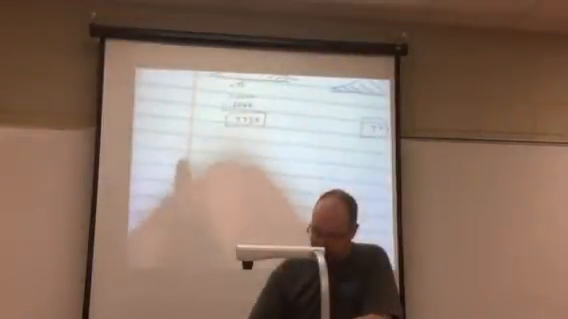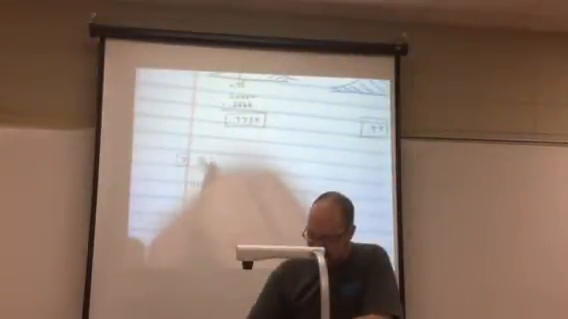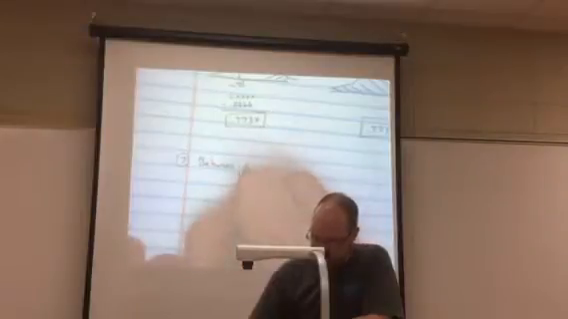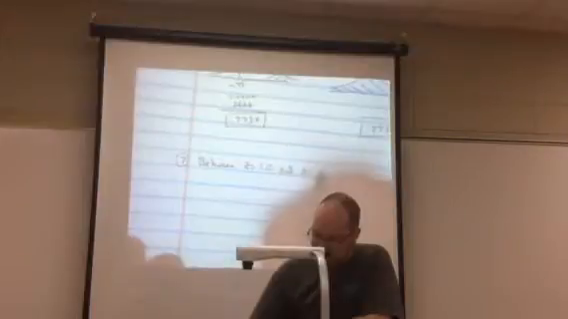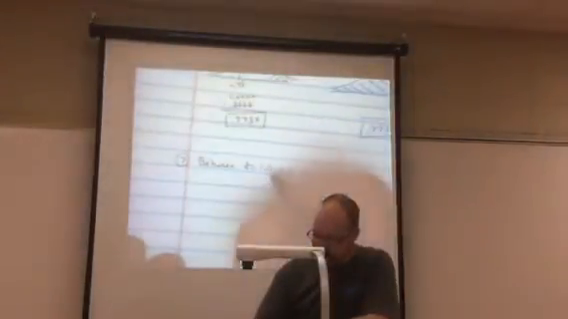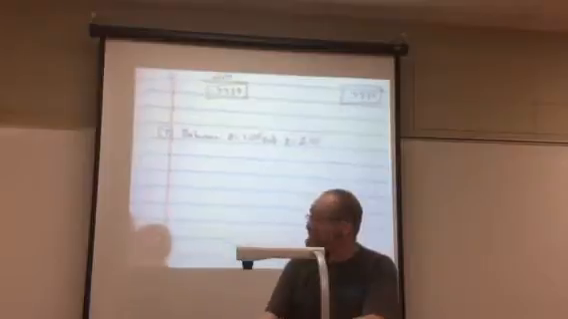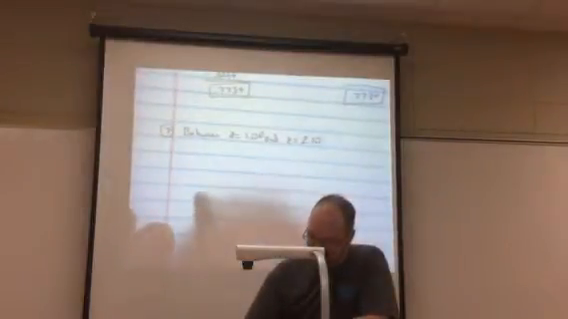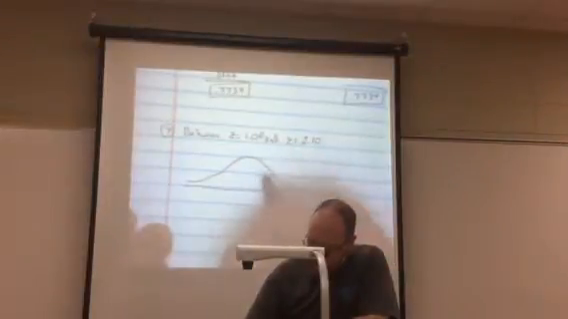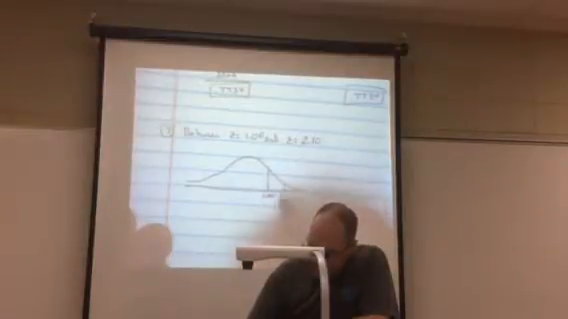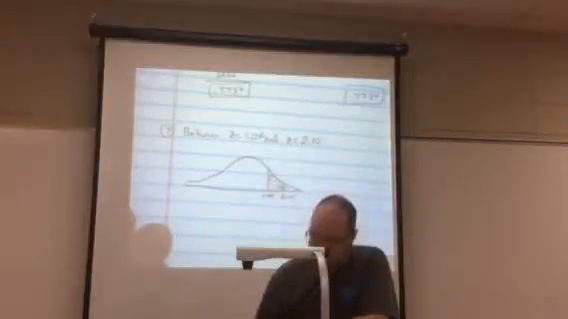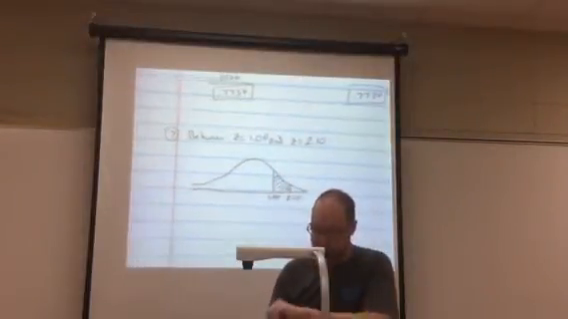Number 7, let's find the area between z equal to 1 and z equal to 2.10. Find the area between z equal to 1 and z equal to 2.10. Again, let me sketch that picture. So here is 1, and out here somewhere to the right of that is 2.10. Ultimately, I'm interested in this region, okay?